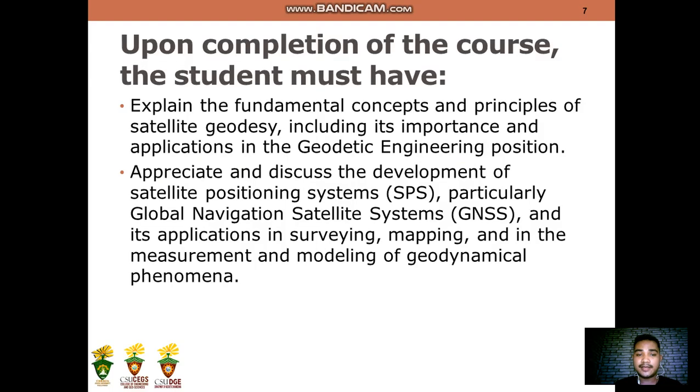For the course outcomes, expectedly, after the completion of this course, you, the student, must have explained the fundamental concepts and principles of satellite geodesy, including its importance and application in geodetic engineering position. Appreciate and discuss the development of satellite positioning systems or SPS, particularly the Global Navigation Satellite System or GNSS, and its application in surveying, mapping, and the measurement and modeling of geodynamical phenomena.